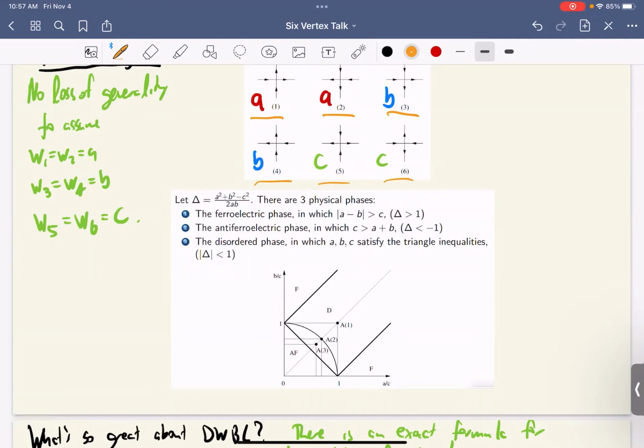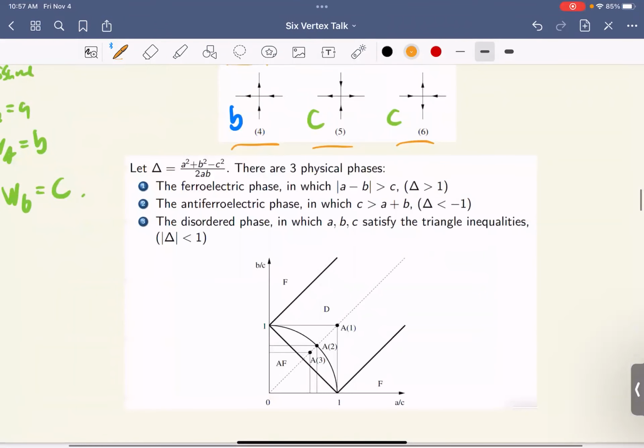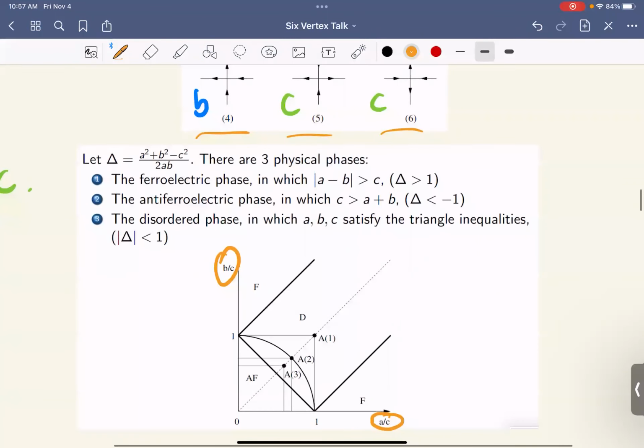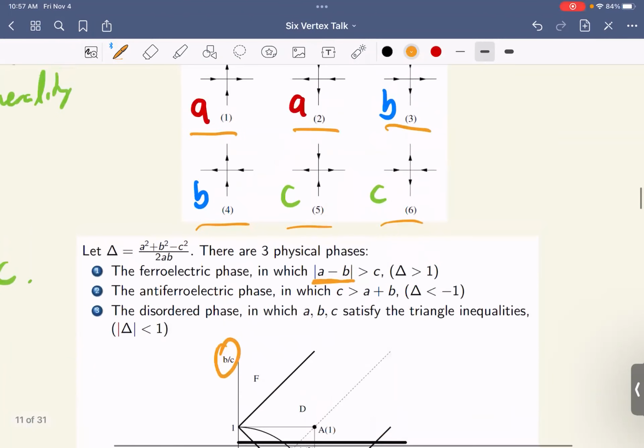And so this is a picture of the axes A over C and B over C. And it turns out if either A or B is much bigger than C, then the model really likes to see vertices of that type.